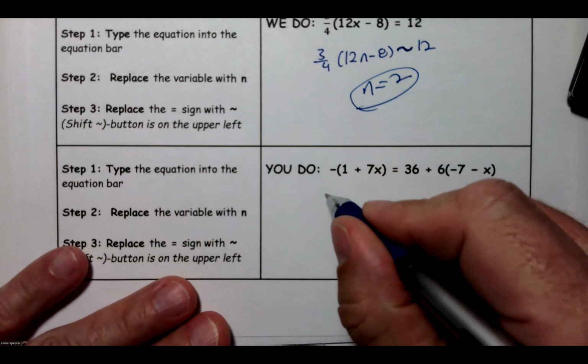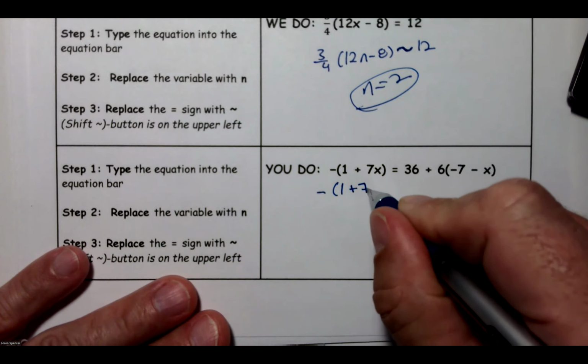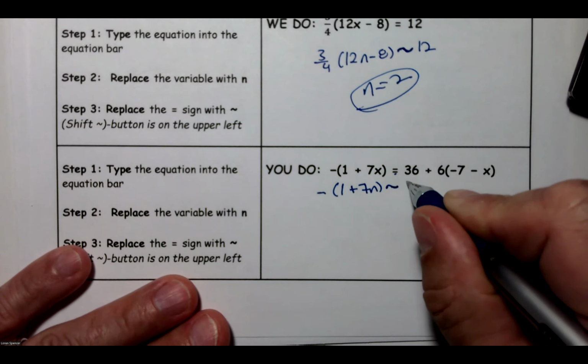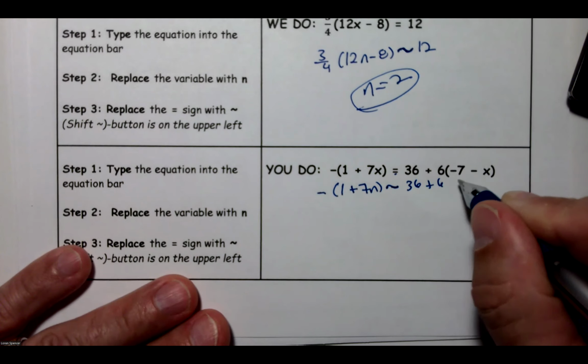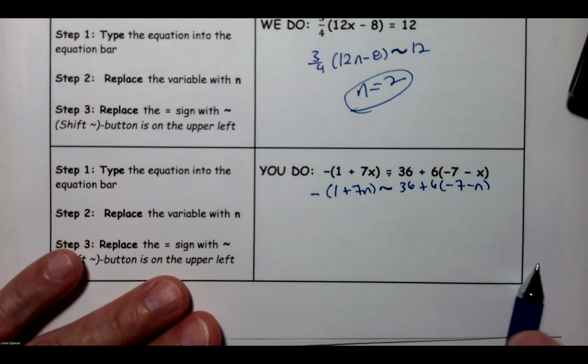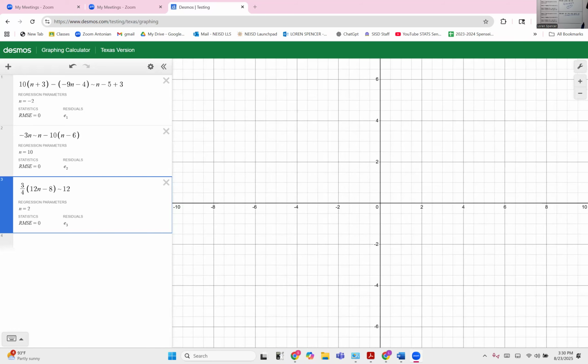And we have one more. Negative parenthesis 1 plus 7n. Change the equal to a squiggle. 36 plus 6, -7 minus n. And we're going to go share the screen and try this next one out.